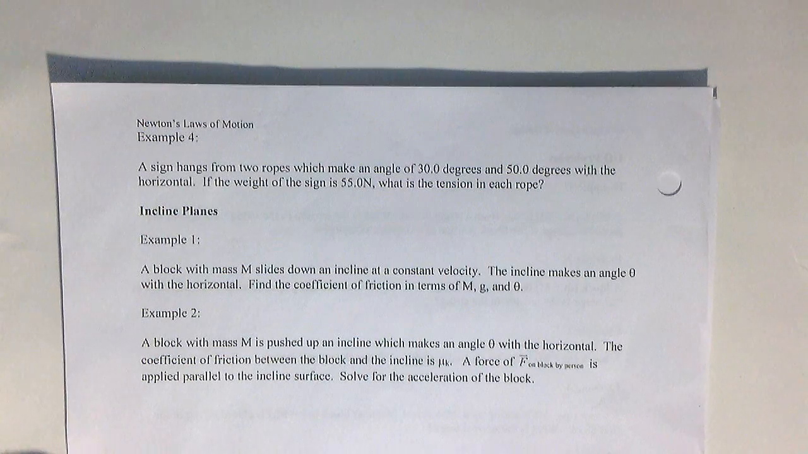Okay, so we have a sign that hangs from two ropes, which makes an angle of 30 degrees and 50 degrees with the horizontal. If the weight of the sign is 55 newtons, what is the tension in each rope? Okay, in this sense, we have two different ropes that are holding up the sign. Or what you could say is we have the same rope that's being pulled at an angle, but those angles aren't the same. And then that means that the forces, or the tensions, are not going to be the same.